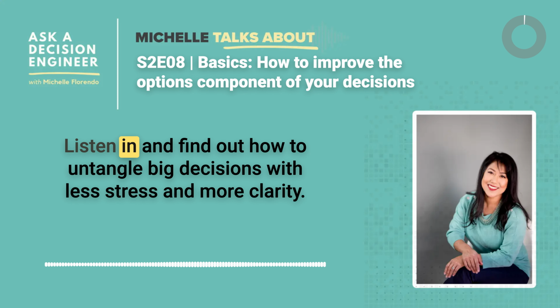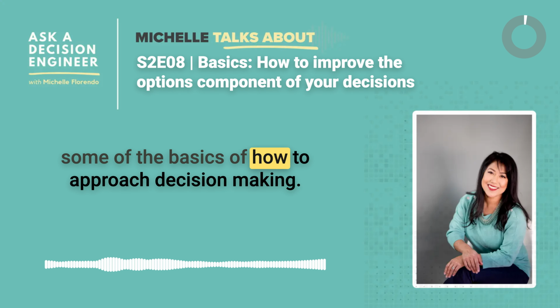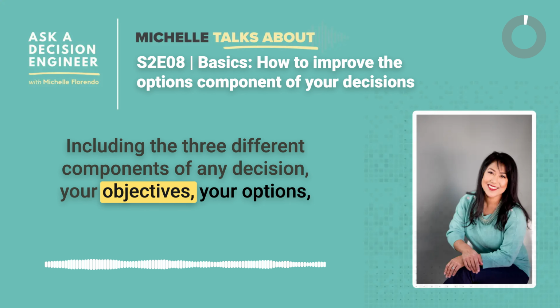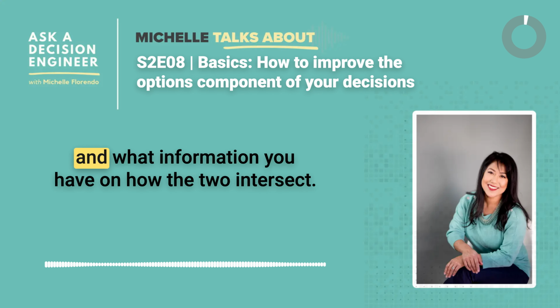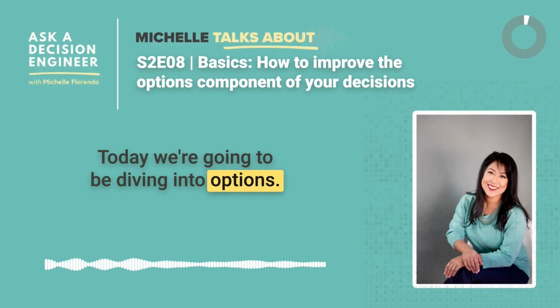Listen in and find out how to untangle big decisions with less stress and more clarity. In this season of Ask a Decision Engineer, I'm focusing on some of the basics of how to approach decision making, including the 3 different components of any decision: your objectives, your options, and what information you have on how the 2 intersect. Today, we're going to be diving into options.